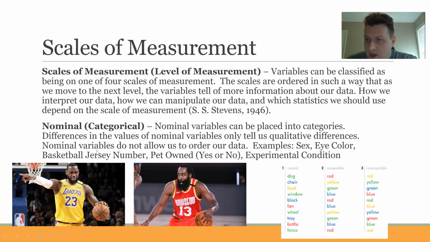Experimental condition here. We have, again, our Stroop example, the control condition, the congruent condition, the incongruent condition. If we were to assign numbers to these conditions, maybe 1, 2, and 3, these numbers just tell us category distinctions. They don't tell us anything about which condition is better than another condition or on any ranking metric whatsoever.